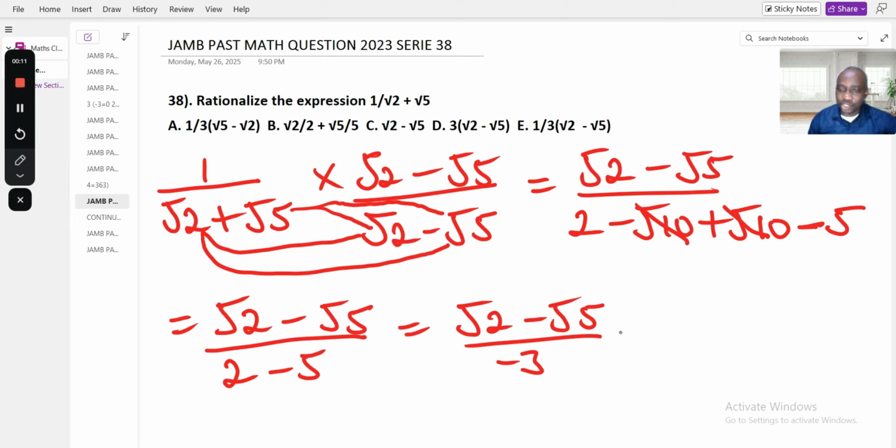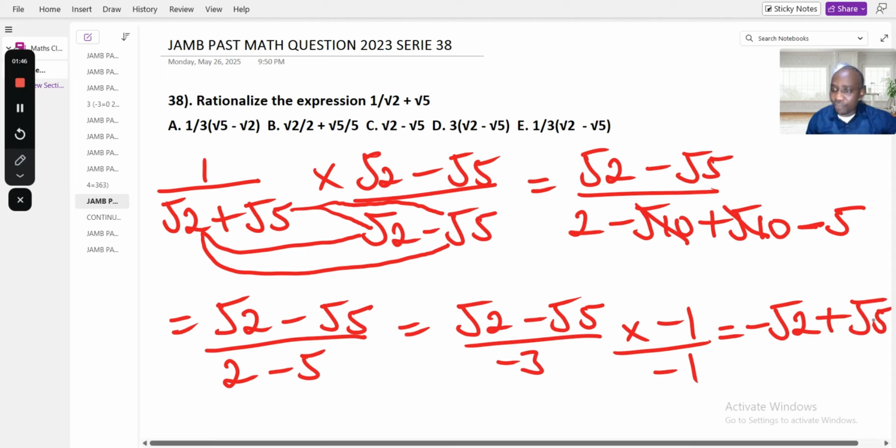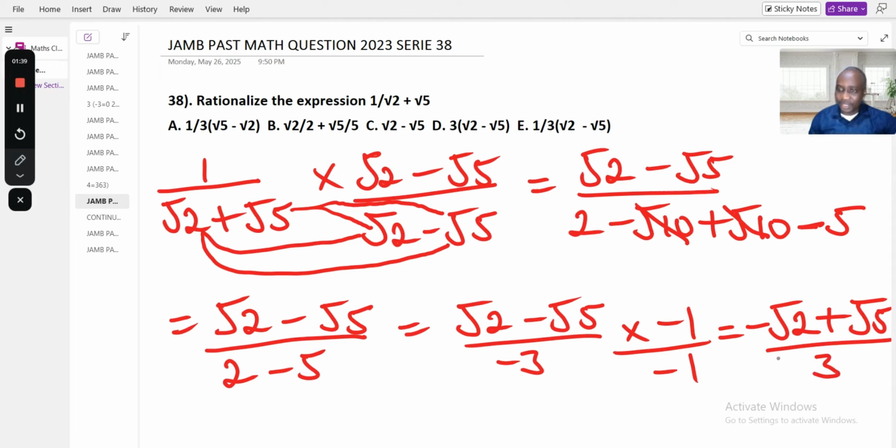How do we do this one? We just multiply this one by minus, and multiply the bottom one. You can say minus 1 is the same thing. You can say minus 1 over minus 1. Therefore, minus 1 multiplied by square root of 2 is going to give us minus square root of 2. Minus 1 times minus is going to give us plus square root of 5, over minus times minus is plus 3. 3 times 1, 3. Now, let me go to the next page.